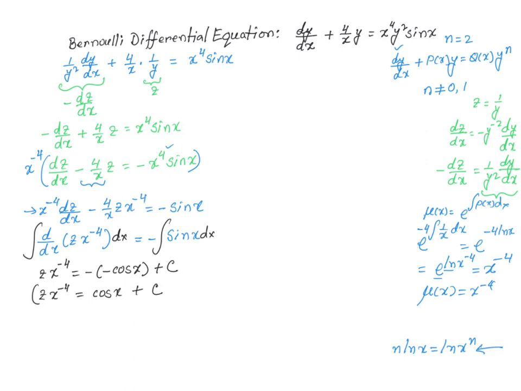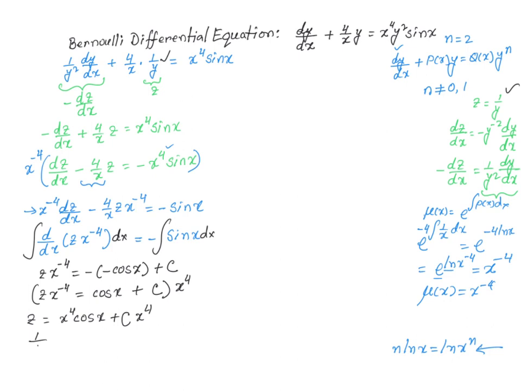Now to solve for z, I'm going to have to multiply both sides by x to the power 4, or equivalently divide both sides by x to the power negative 4. That's going to give me z is equal to x to the power 4 times cosine of x plus c times x to the power 4. But z is nothing but 1 over y, right? 1 over y right here.